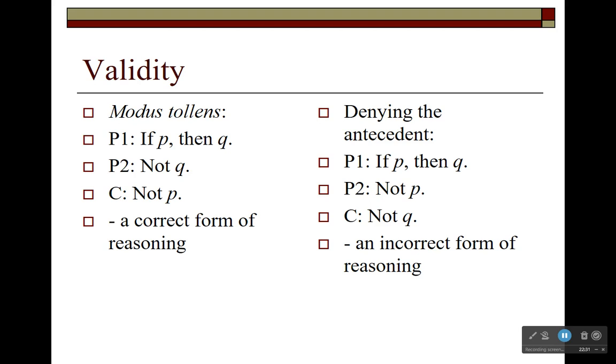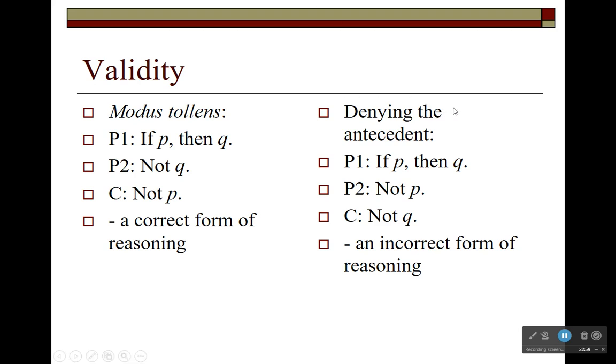So again, in this case, we were substituting for the variable P the statement it rained last night, and we were substituting for the variable Q the statement the grass is wet. But it doesn't matter what statements you substitute. That's always going to be a valid argument. If you substitute false statements, it may not be a sound argument, but that's always going to be correct reasoning. That's always going to be valid.